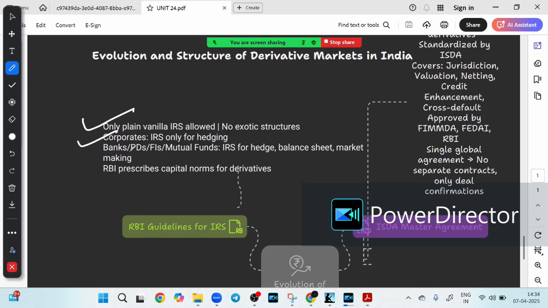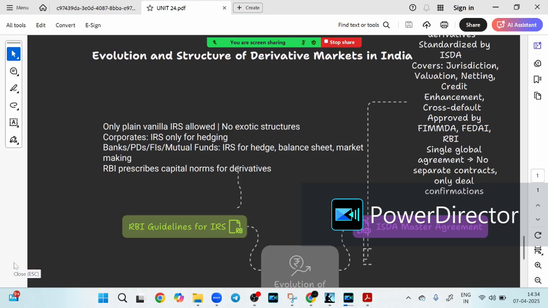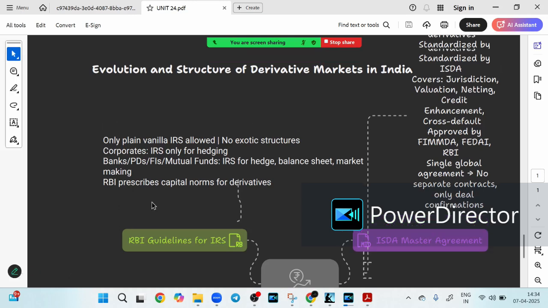And banks, PDs, FIs, mutual funds, right? They can use it for hedging, balance sheet management, and market making. Yes, they are allowed to use this. RBI also ensured that there are capital norms for any derivative exposure. If you go through the ISDA master agreement, let me show you. On the right side, you can see the ISDA master agreement.